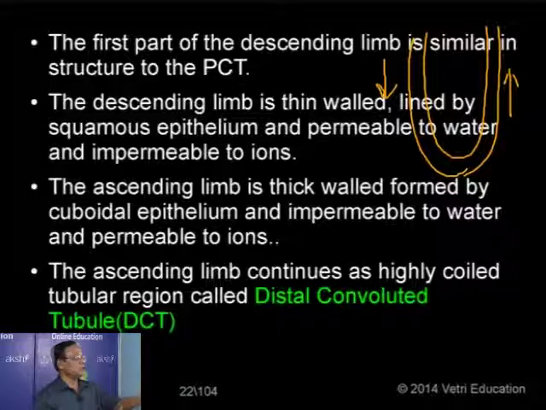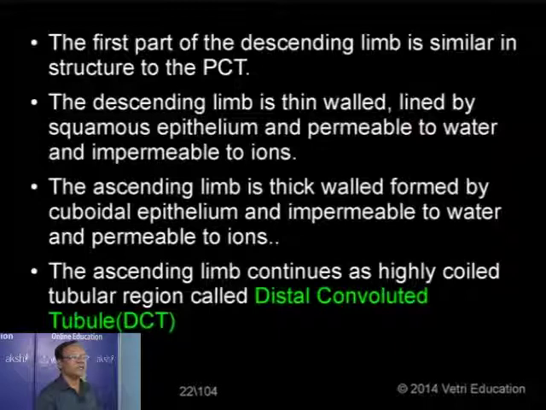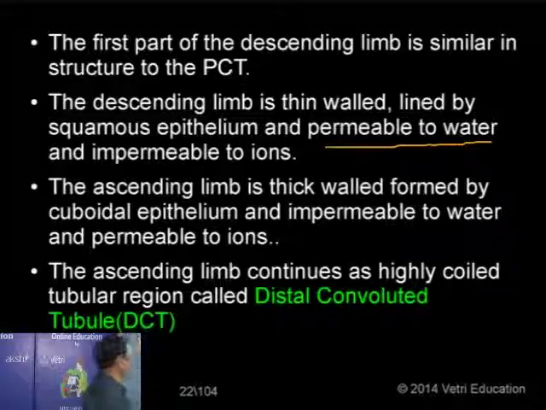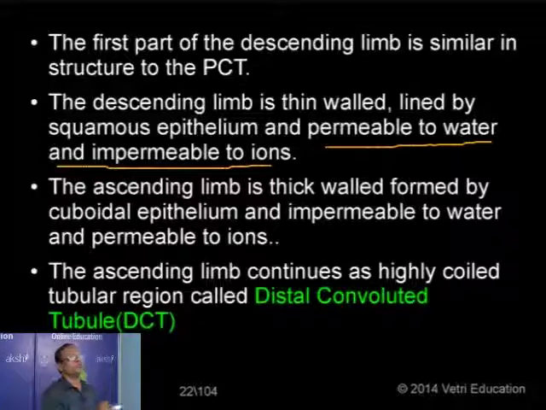Now the descending limb is thin walled, as I mentioned, lined by squamous epithelium as in the case of Bowman's capsule. It is a very thin plate lining. Whereas the ascending limb is thick walled, because of the presence of cuboidal epithelial cells. Now what is the main difference between this PCT and DCT? Normally the proximal convoluted tubule is permeable to water and impermeable to ions. So it allows the entry of water from the filtrate into the blood. That is called permeability.